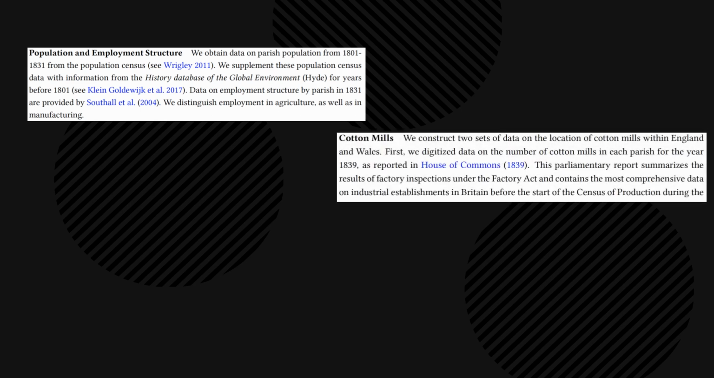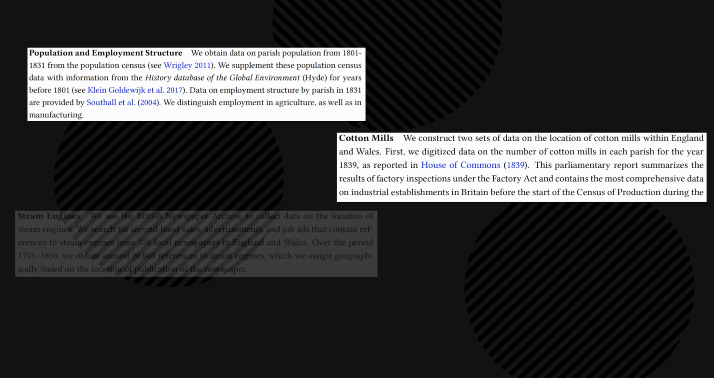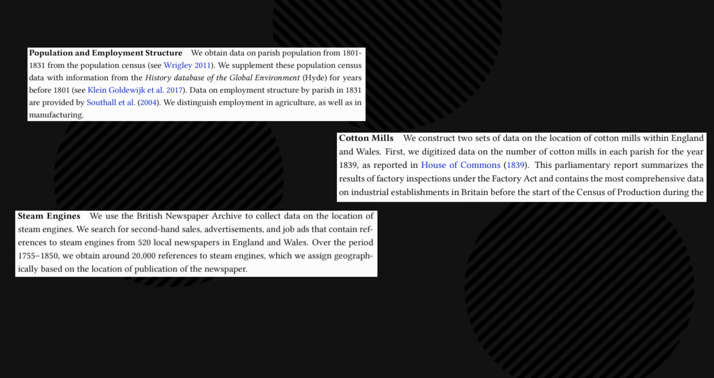The second data source was cotton mills. So the authors looked at the number of cotton mills in each region. Cotton mills were mechanized quite early on in the Industrial Revolution, and they produced cotton, which is an essential material used during the Industrial Revolution. The next indicator was steam engines. So the study looked at the use of steam engines, which was a critical technology that powered the Industrial Revolution.